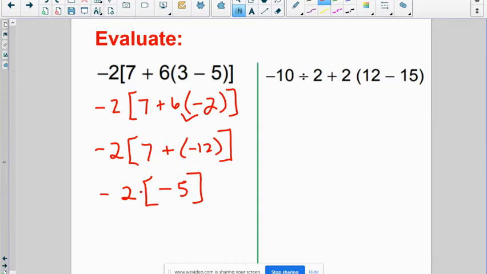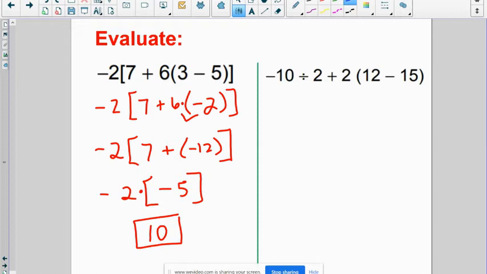And finally, the last thing we have is that multiplication. For the same reason we had up above with the parentheses, that negative 2 right in front of the square bracket means you're multiplying. A negative times a negative is a positive, so that ends up being 10. On our second example, you could certainly pause the video and try this for yourself.